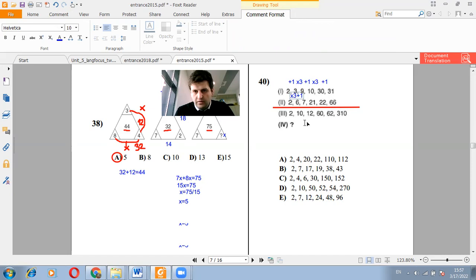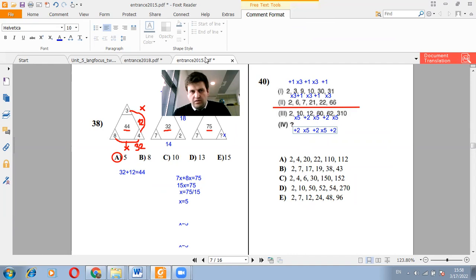plus 1, then again times 3 plus 1, and again times 3. So the same operation, but the order is different. Here we have times 5 plus 2 times 5 plus 2, and again times 5. And here for the fourth sequence, we start with plus 2, then times 5, then again plus 2 times 5, and it's going to finish with plus 2.